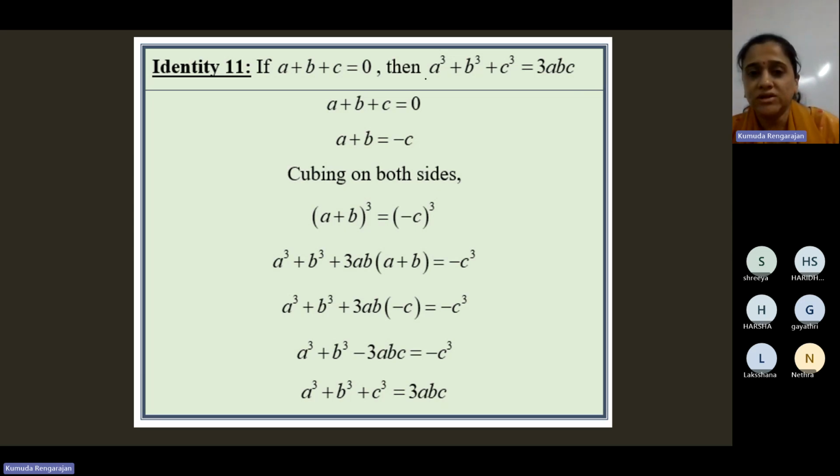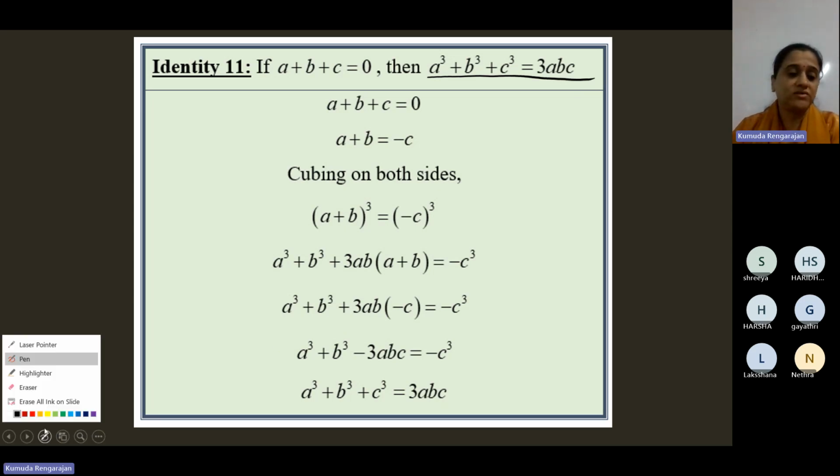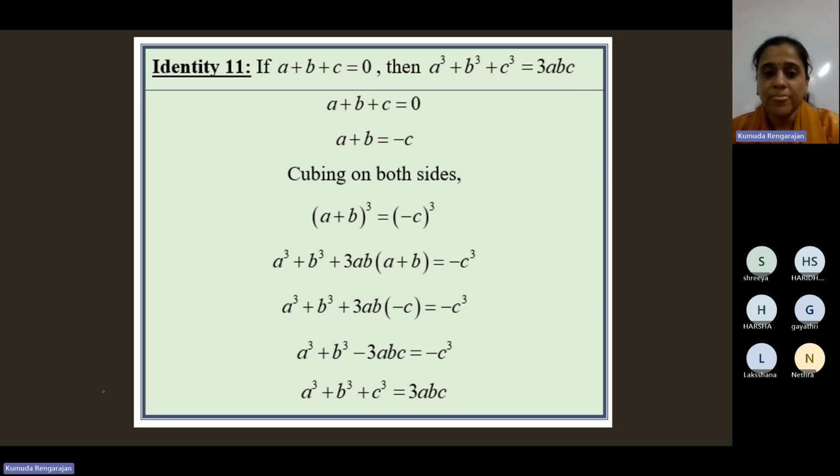Why should you cube? Because the result is a cubed plus b cubed plus c cubed is equal to 3abc. That's the result you need to show. So you have to cube on both the sides. Cubing on both the sides, we have a plus b the whole cubed is equal to minus c the whole cubed.